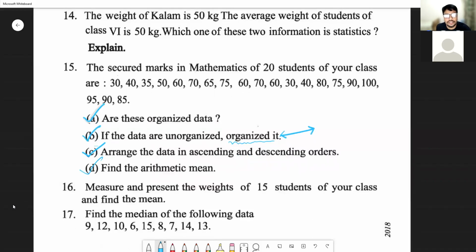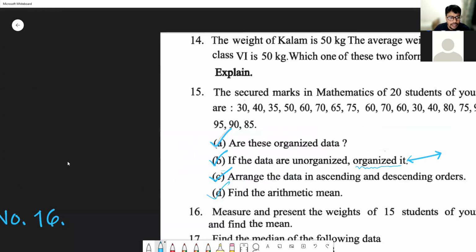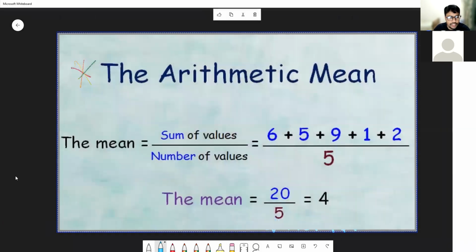Mathematical part. Find the arithmetic mean. What is the formula of arithmetic mean? When we write arithmetic mean, we will find the sum of all of the values, and then we will divide this by the number of students. Now let me show something here.